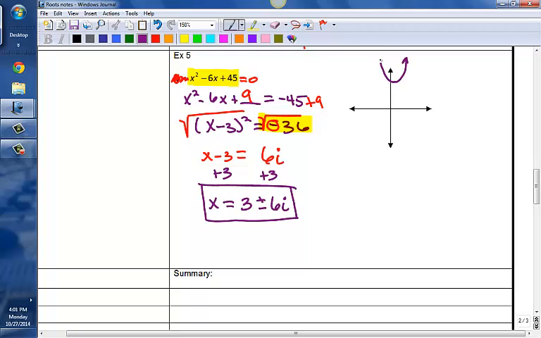At first glance, you're going to graph it and not see it. That's because it's way up here. You'd have to zoom out to actually see it. We know it opens up, though, because the quadratic opens up.